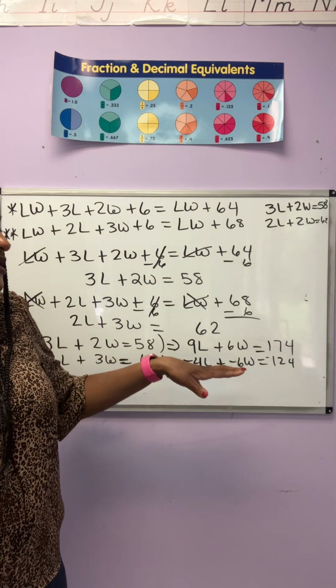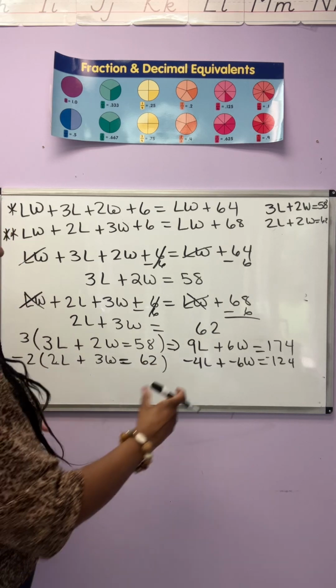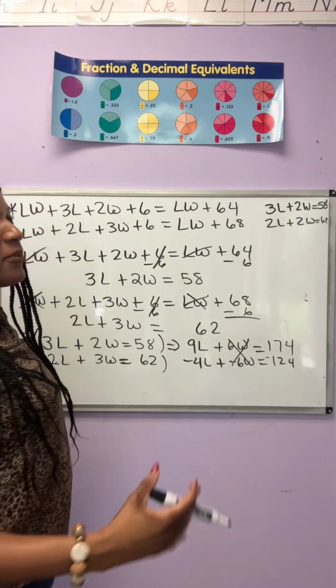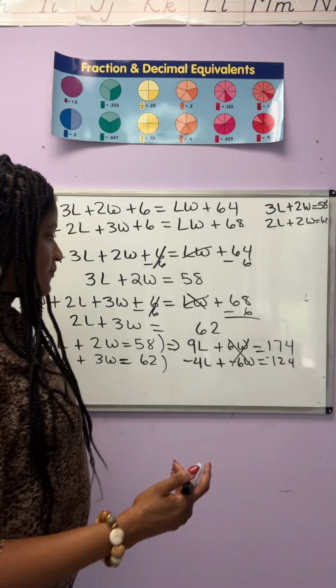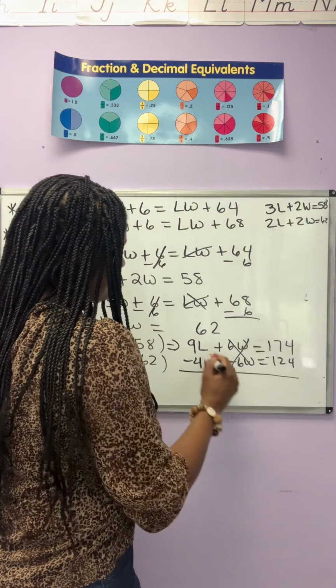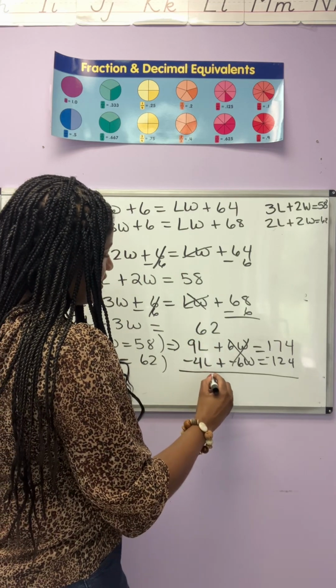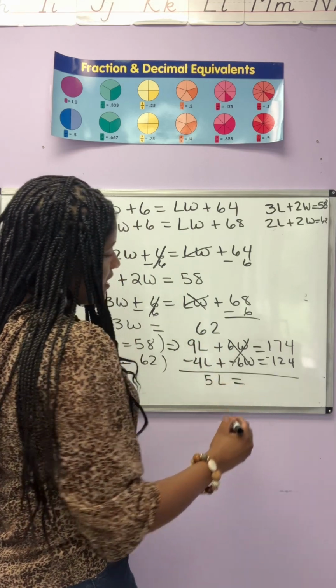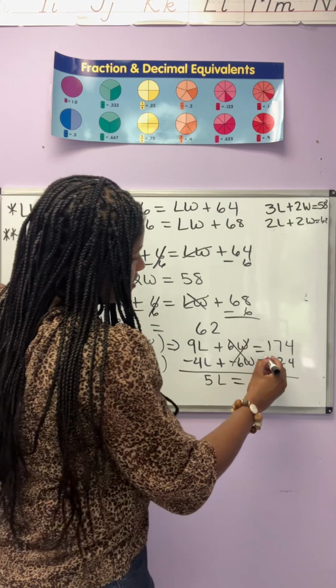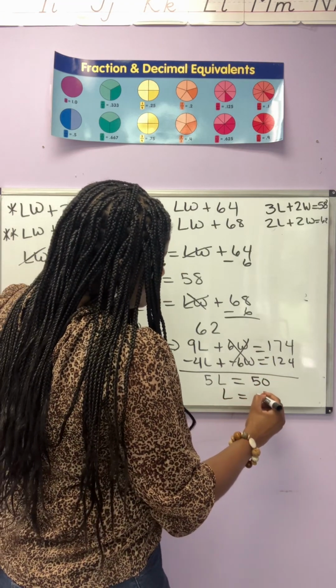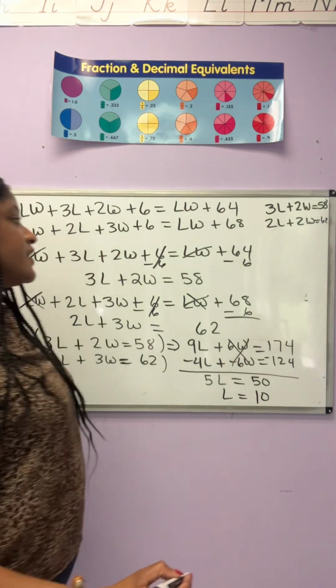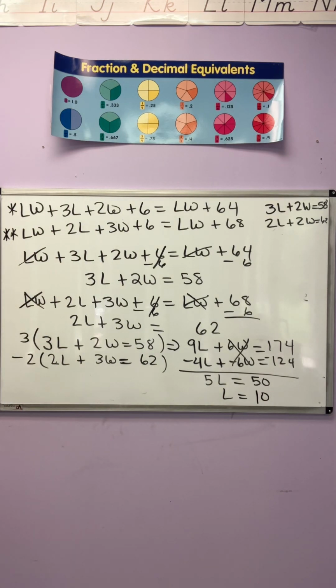So that was good because now the W's cancel out, and that's been my problem, having 2 unknowns. I have a length and a width that I need to find. Now I just have to worry about the length because the width is gone now. So 9L minus 4L is 5L. 124 minus 174 should be 50. So now we have L equals 10. So our length is 10. That was our original length.